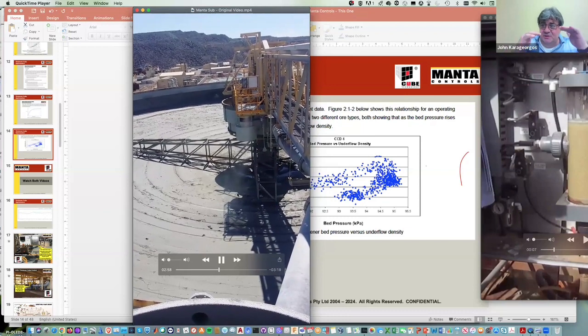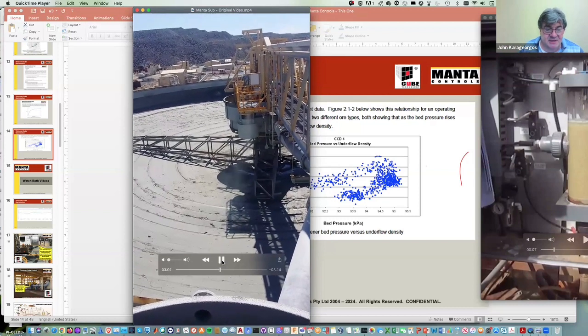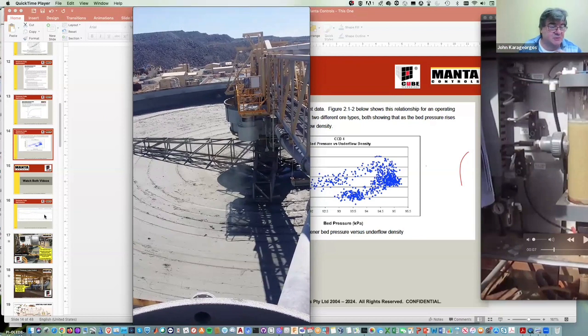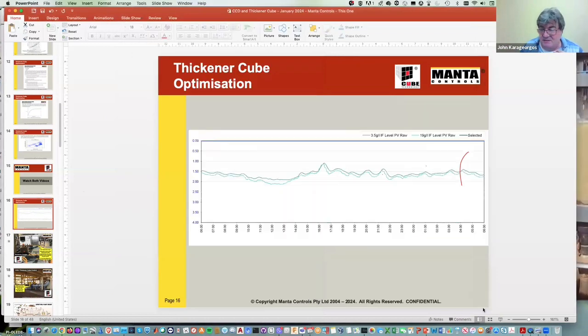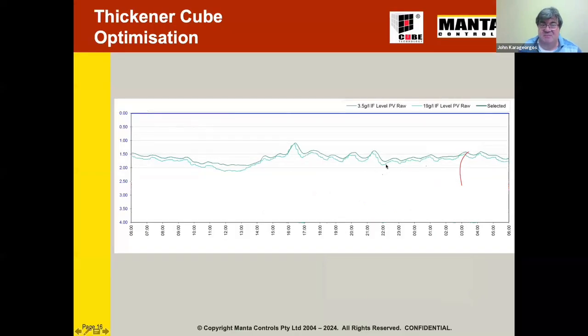So I thought I'd show that just to show you what actually happens with these analyzers. So I'll stop that. And there's another video I'll show as well. But what we get from that is this. Oops, I've got my red mark there. Sorry, that's my pen. These are two interfaces. You can get up to 5. And these interfaces, MANTA traditionally uses gram per liter.